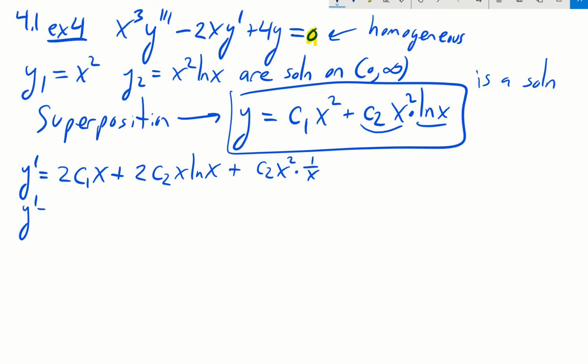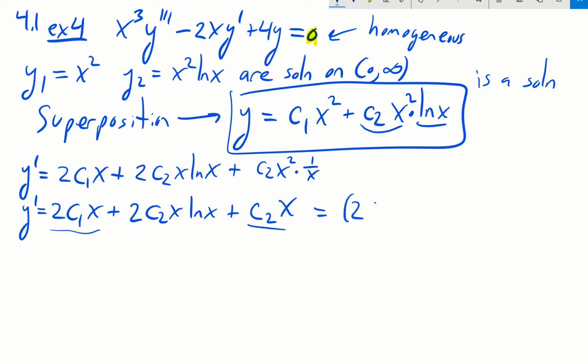So we can simplify our first derivative here. We get 2c1 x plus 2c2 x ln of x, plus this will simplify to c2 x to the first. If we notice, we can combine these two because those are like terms. So what do we have? Factor an x out, and you have 2c1 plus c2 times x, plus 2c2 x ln of x.